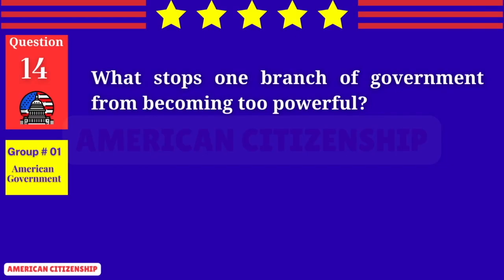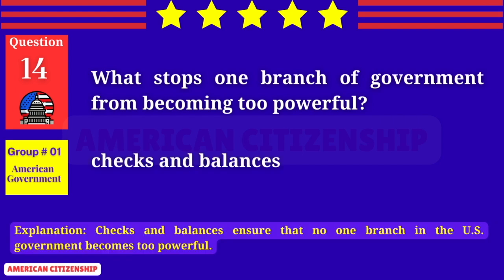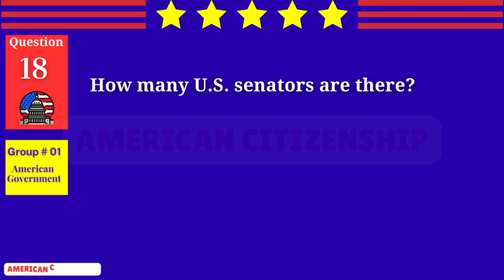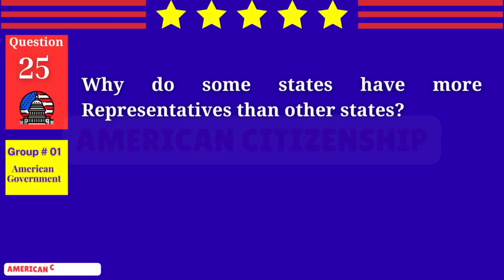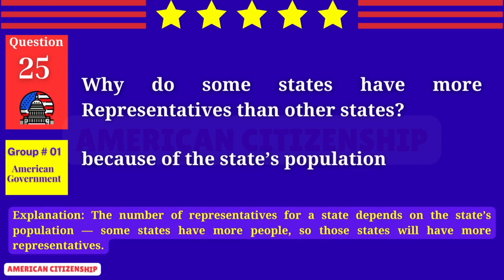What stops one branch of government from becoming too powerful? Checks and balances. How many U.S. senators are there? 100. Why do some states have more representatives than other states? Because of the state's population.